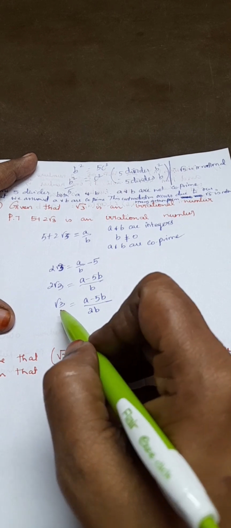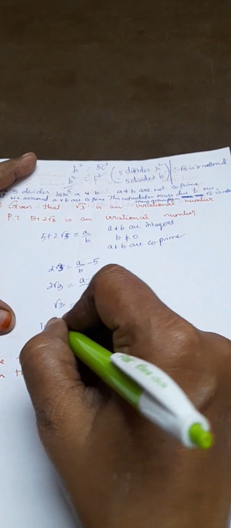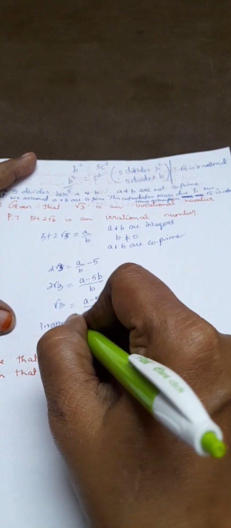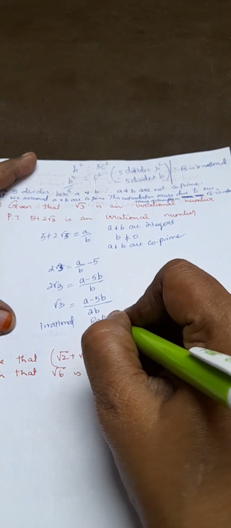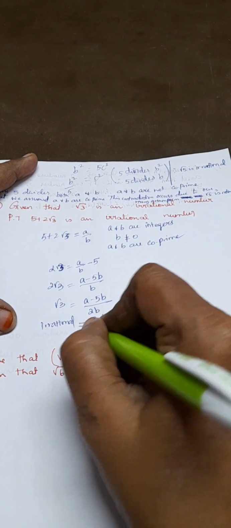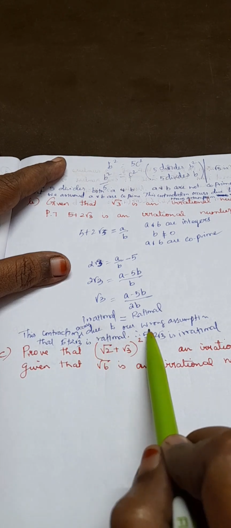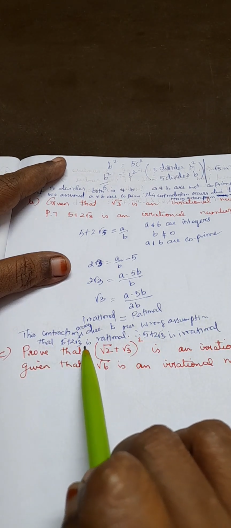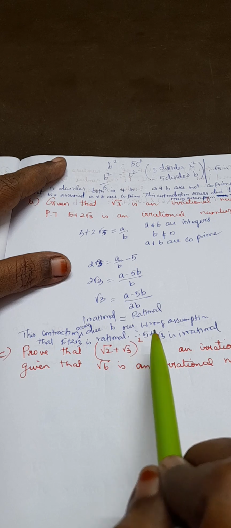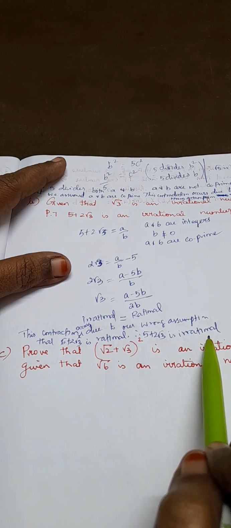Here you see this side what you are getting: irrational. But here you have proved it is rational. But in the middle you have equal. This contradiction occurs due to our wrong assumption that 5 plus 2 root 3 is rational. Therefore 5 plus 2 root 3 is irrational.